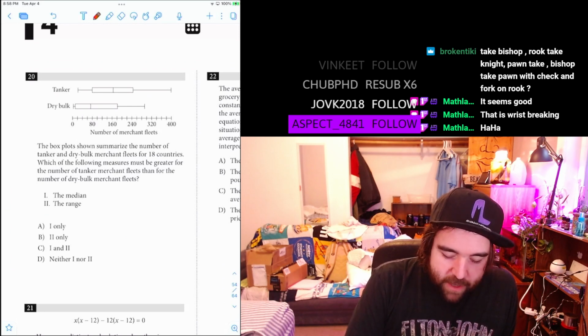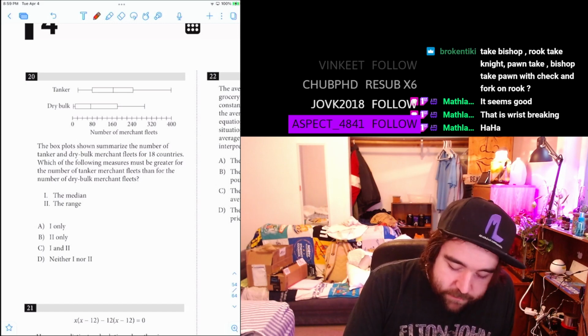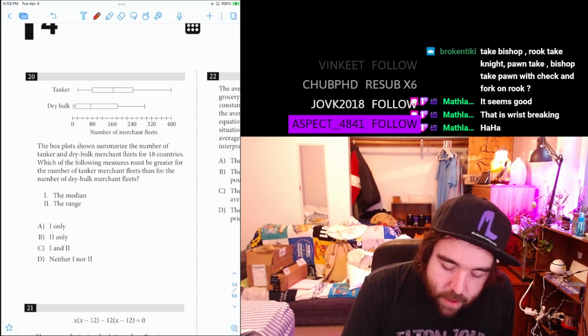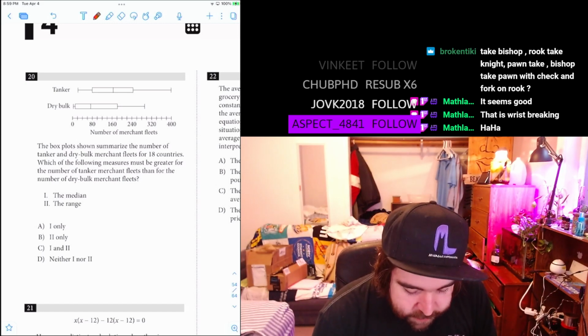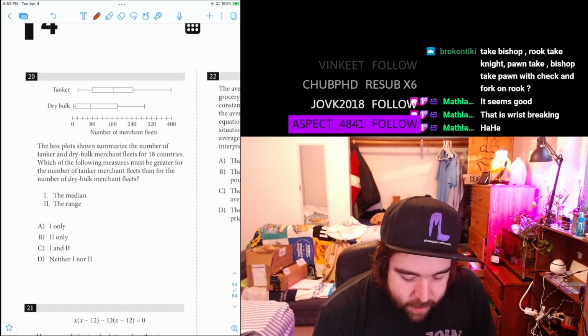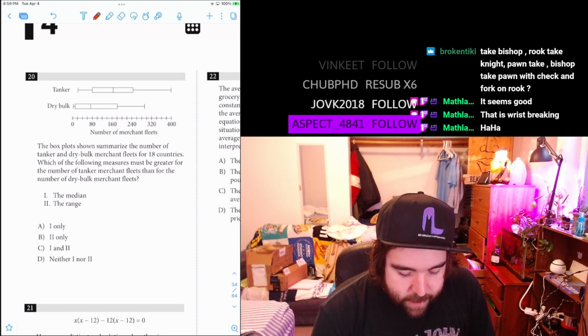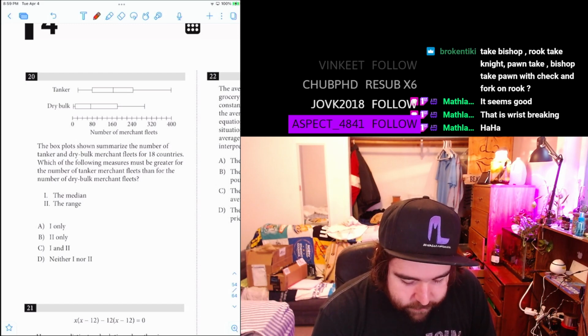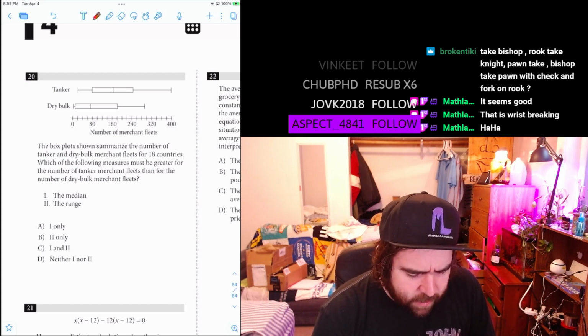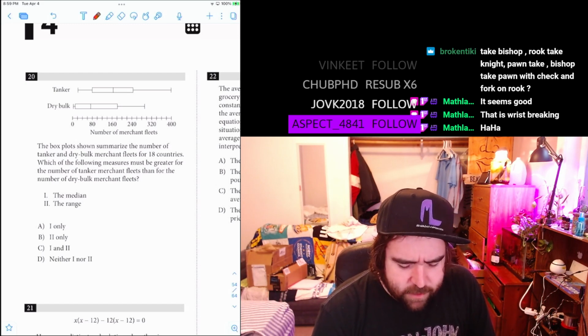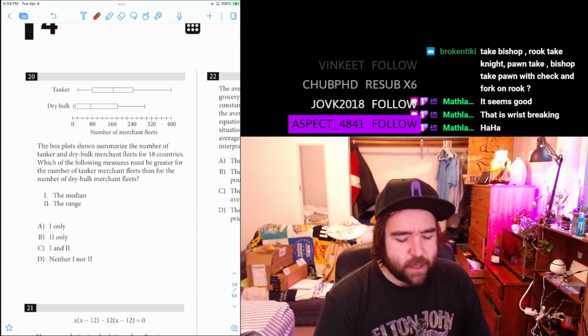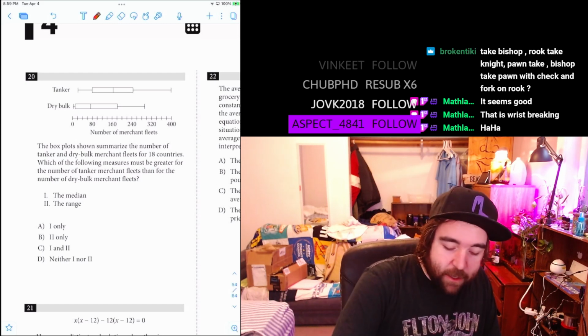All right. The box plots shown summarize the number of tanker and dry bulk merchant fleets for the 1800s. Which of the following measures must be greater for the number of tanker fleets than the number of dry bulk fleets? It's weird for me that it says must be, because they're showing both of these on the graph. It's not like we're talking about the mean. We could discuss where the mean could possibly be, but the median is right here.